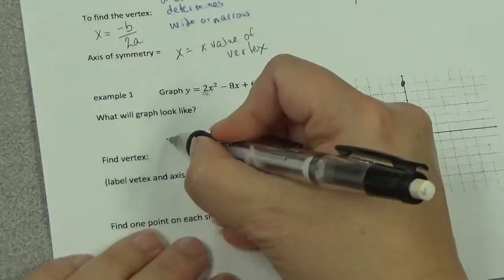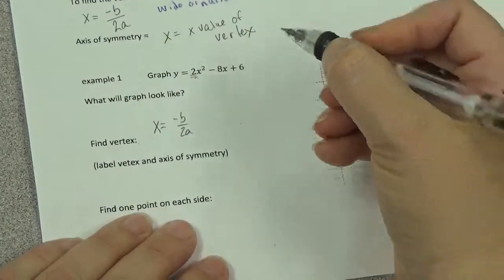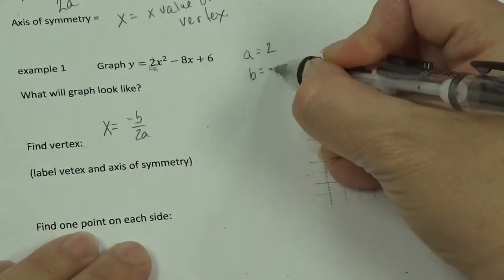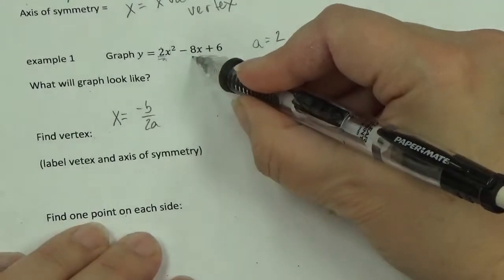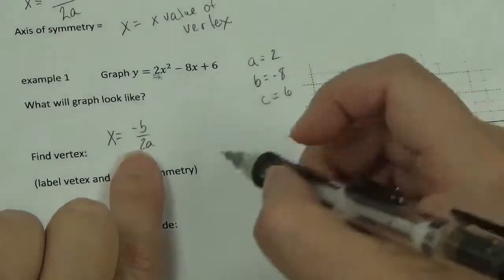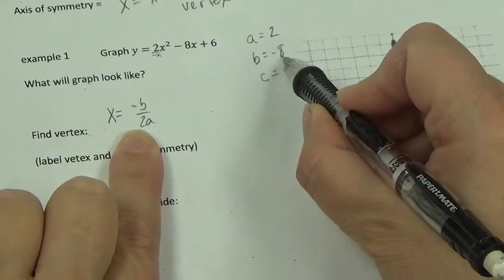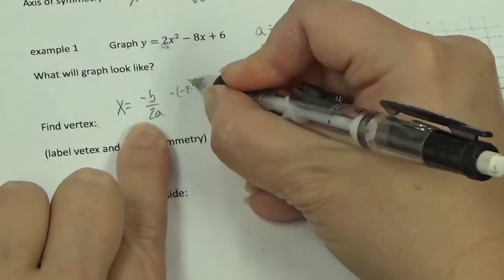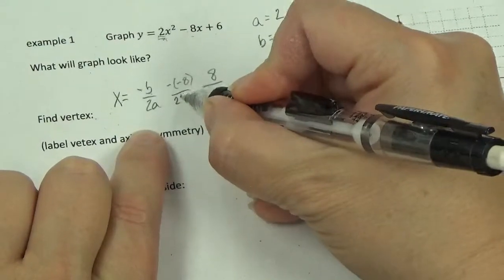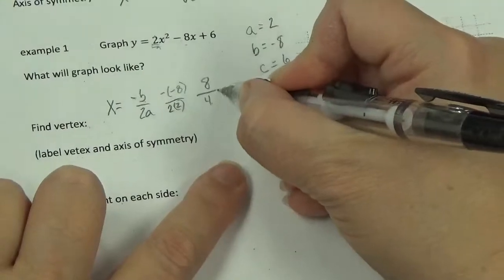So to find the x value of the vertex, I'm going to do the opposite of b over 2a. If I look back at my equation, a is 2, b is negative 8, you have to take the sign with the number, and c is positive 6. So the vertex is going to be the opposite of the b value. Since my b is negative 8, the opposite of negative 8 is positive 8. So I have positive 8 on top. And on the bottom I have 2 times the a value, and the a value is 2. So I have 8 over 4, which is 2.